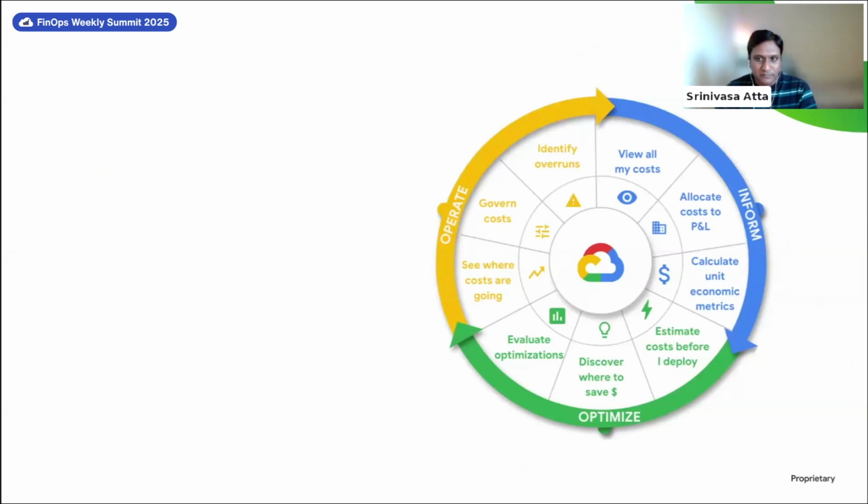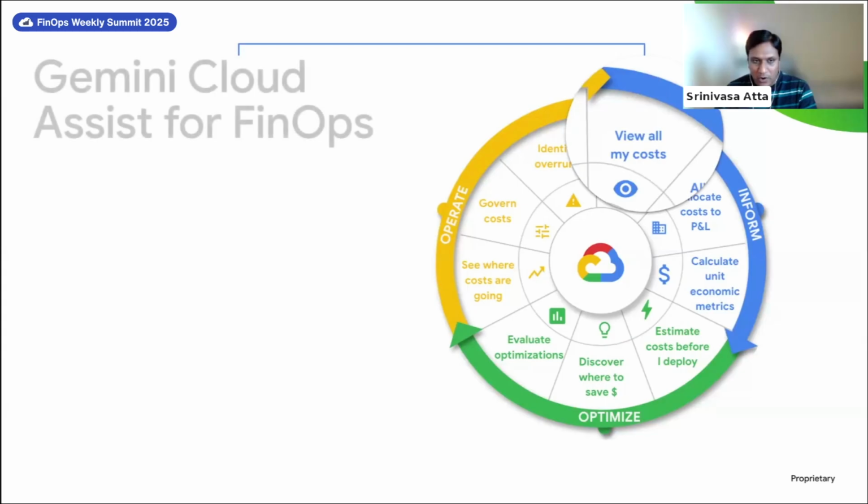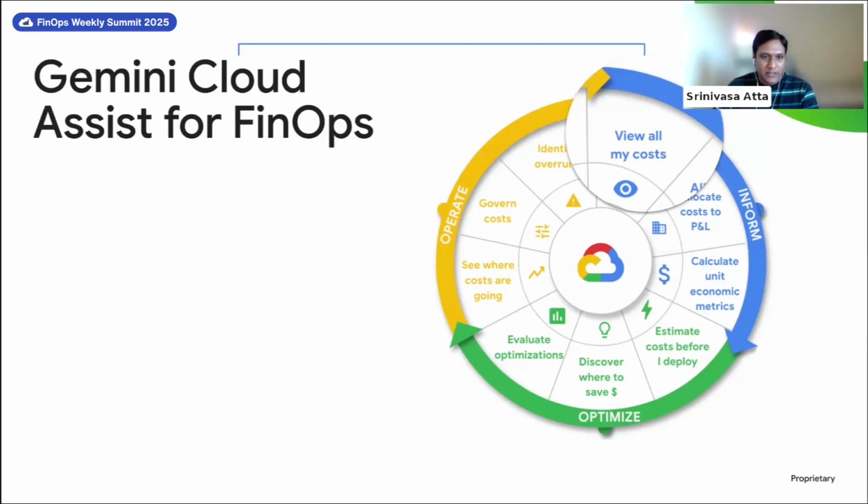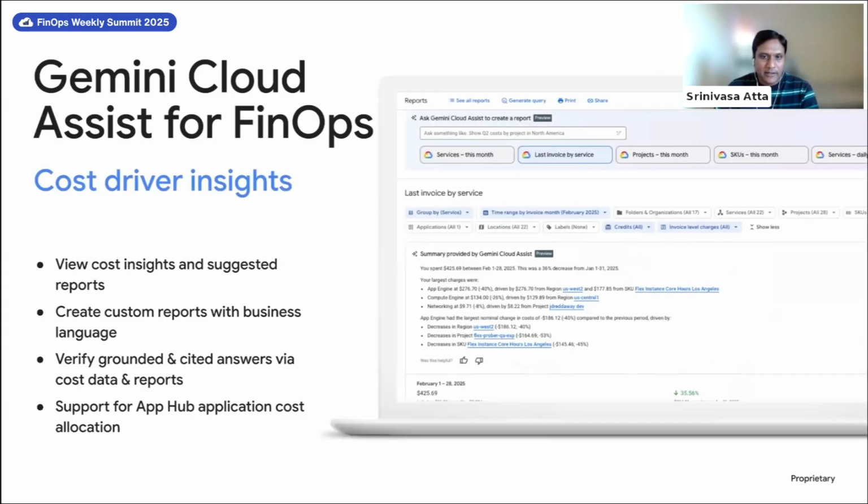Now this starts with a journey of viewing and actually understanding your costs. So let's dig into that part. With cost driver insights, you need cost driver insights of applications and workloads because it's hard to optimize the things which you actually can't see. Gemini Cloud Assist with cost reports now also supports viewing costs by AppHub applications.